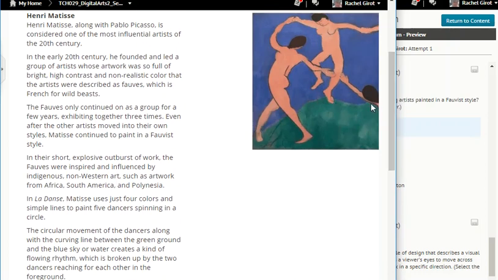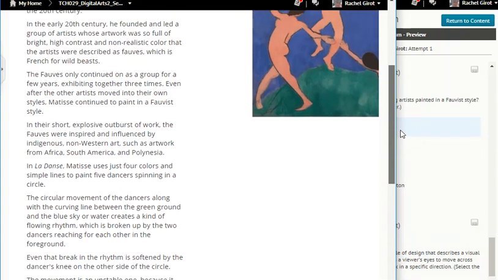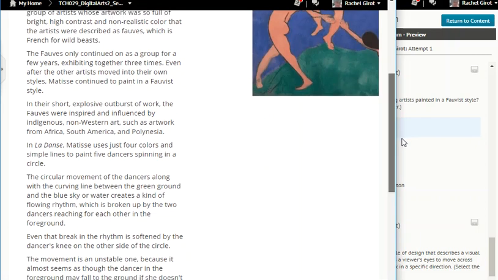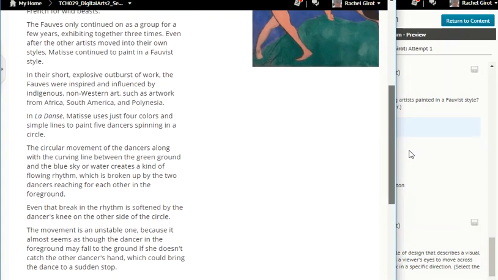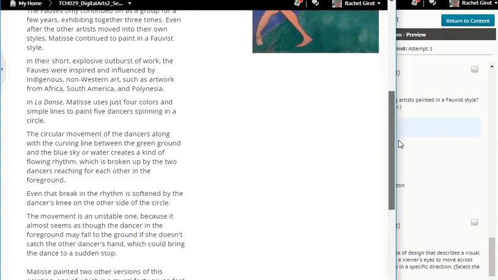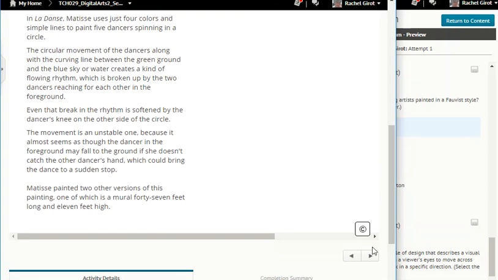Oh yeah, there's that flowing line. Nice, look at all those flowing lines. Beautiful. Even that break in the rhythm is softened by the dancer's knee on the other side of the circle. The movement is an unstable one because it almost seems as though the dancer in the foreground may fall to the ground if she doesn't catch the other dancer's hand, which could bring the dance to a sudden stop. Oh yes. Matisse painted 2 other versions of this painting, one of which is a mural 47 feet long and 11 feet high.